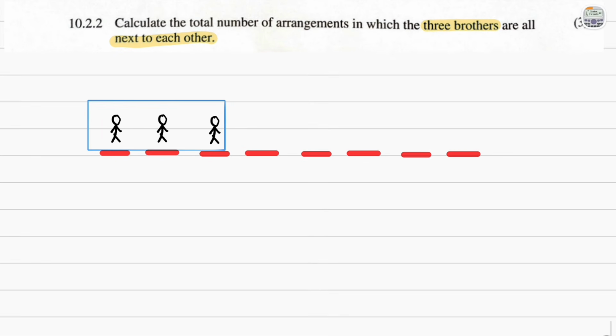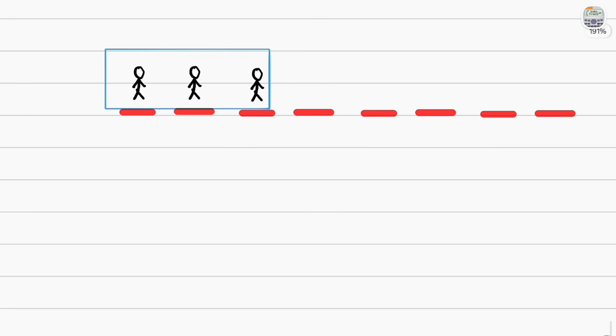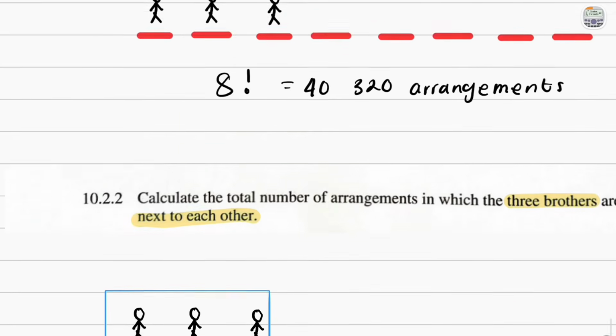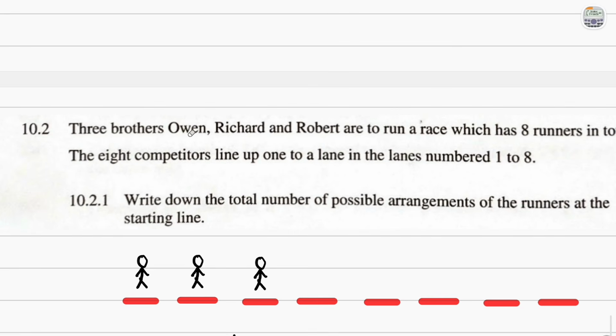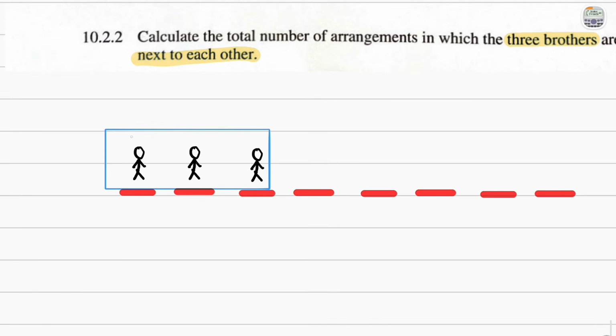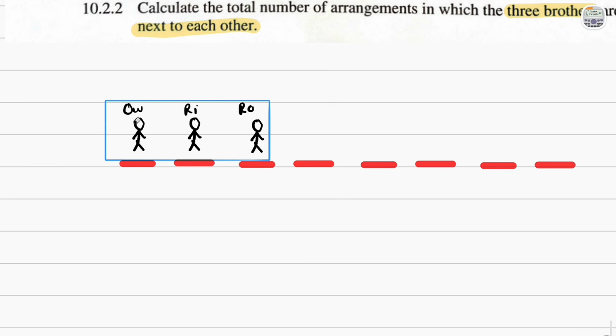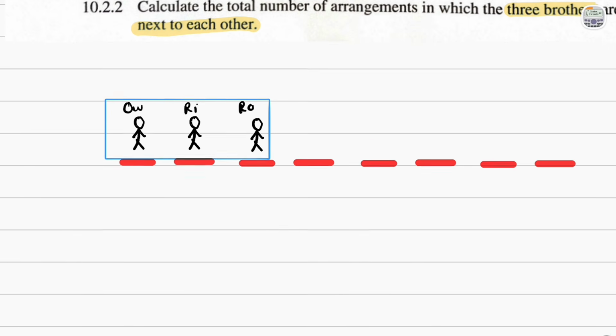Okay, so let's work with the group first. These three brothers are next to each other, but they don't have to be next to each other in this order. Remember, they are three different people: Owen, Richard, and Robert. Meaning, Owen does not have to necessarily stand here. He could stand in Richard's place or Robert's place.